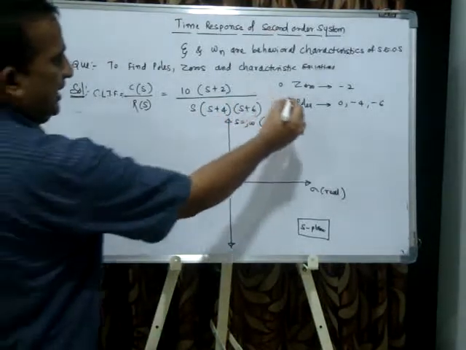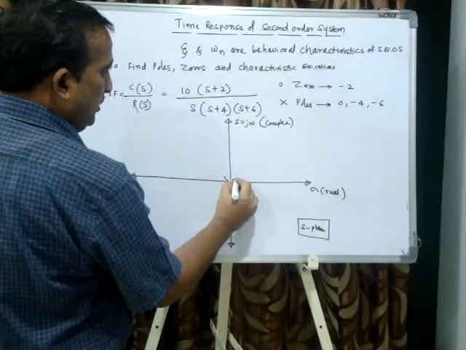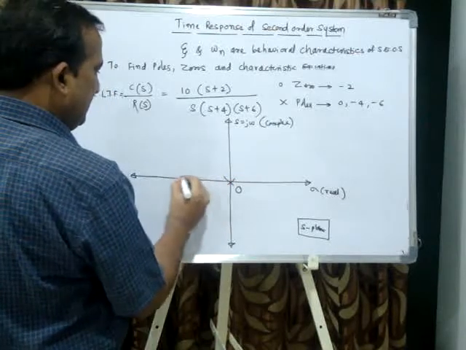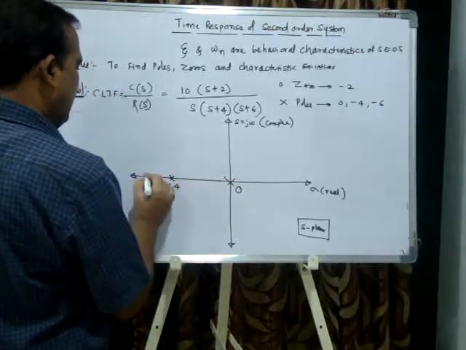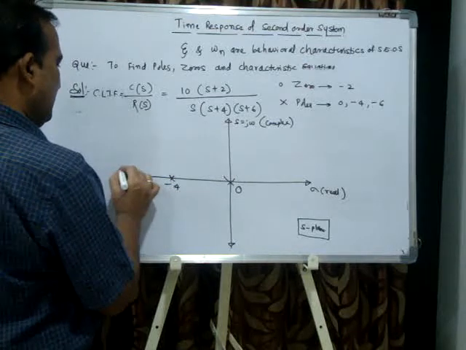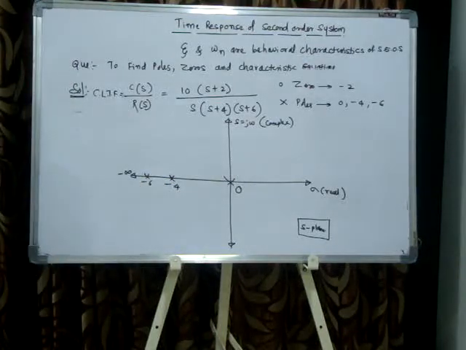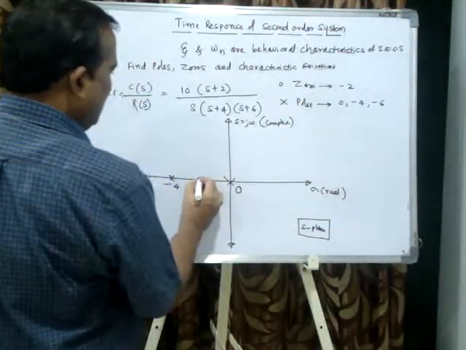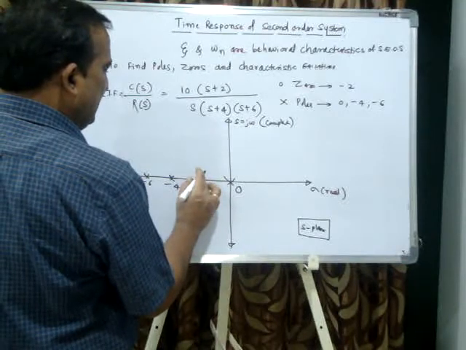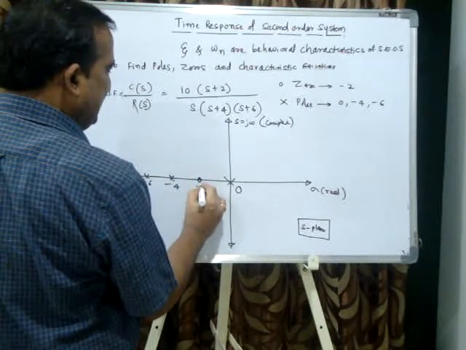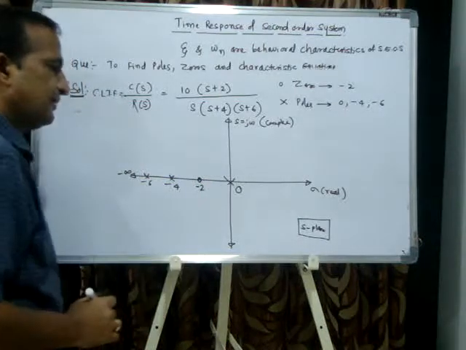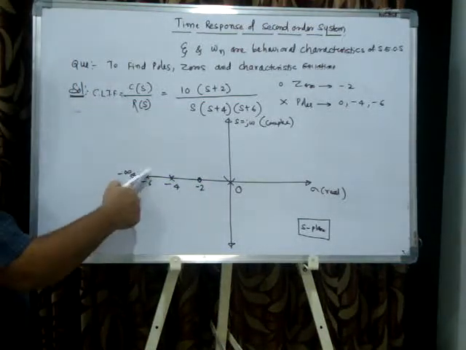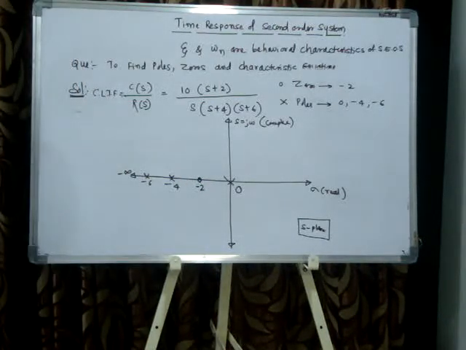So first I'll locate all the poles: 0, cross sign, -4 and -6. This is a way to locate the poles on the S-plane. Now the remaining is the zero at -2, a small circle without fill, that is -2. This is a zero and these three are poles. This is a way to locate them on the S-plane.